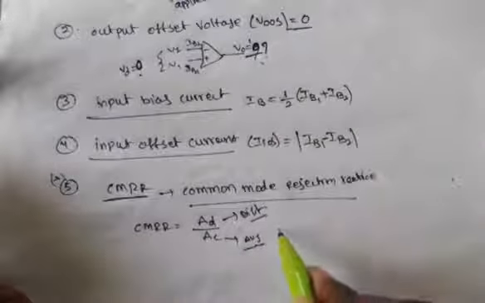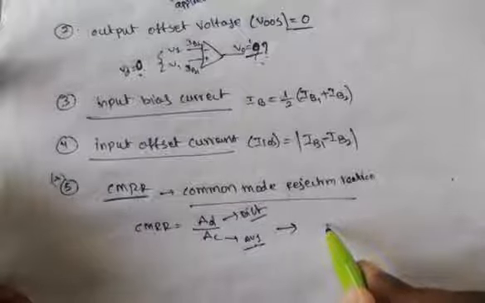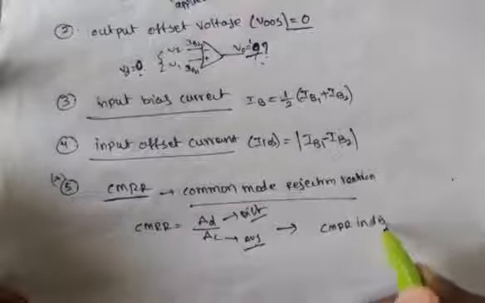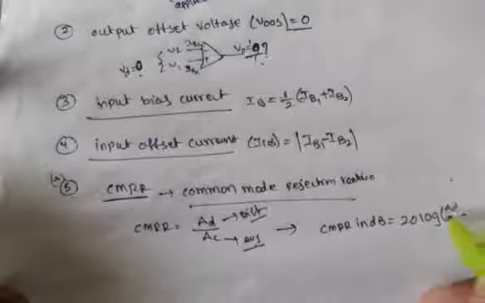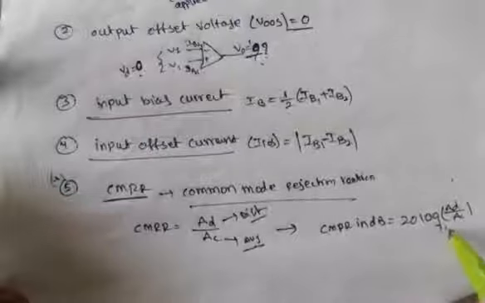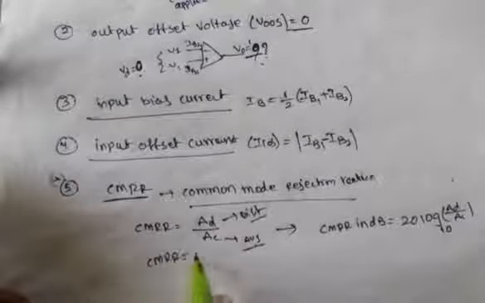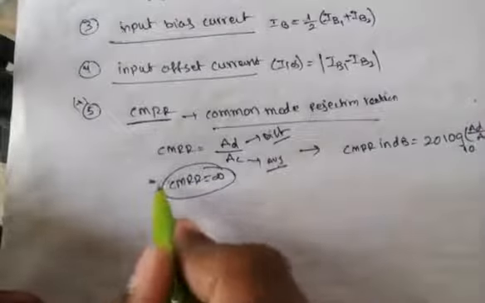It is generally expressed in log: CMRR in decibels is equal to 20 log AD by AC with base 10. Ideally, you have to consider CMRR to be infinity. CMRR is infinity, star point.